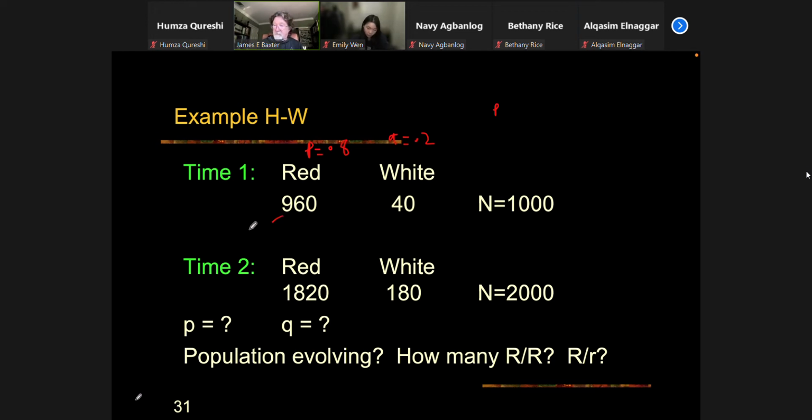From the previous screen, if you look back, how many do we have? 960. No, that are big R, sorry. How many of them are homozygous dominant? Oh, from the first time, right? Yeah, from time one. 640. 640. And the ones that are heterozygous? 320. 320. Okay, this is what P squared plus 2PQ plus Q squared happens to predict.